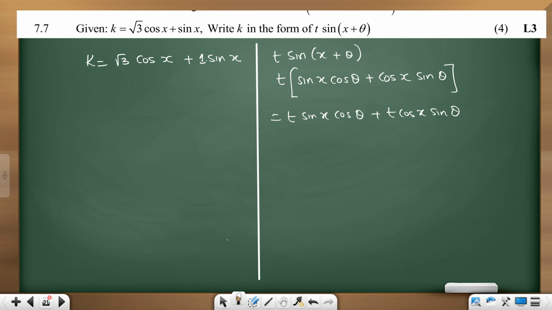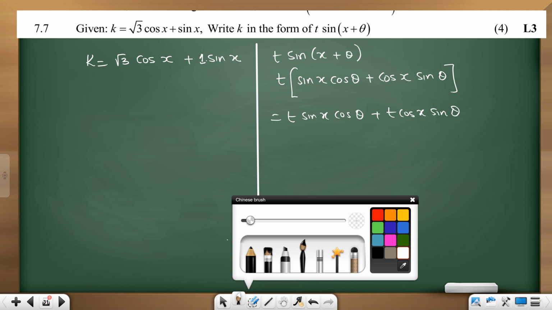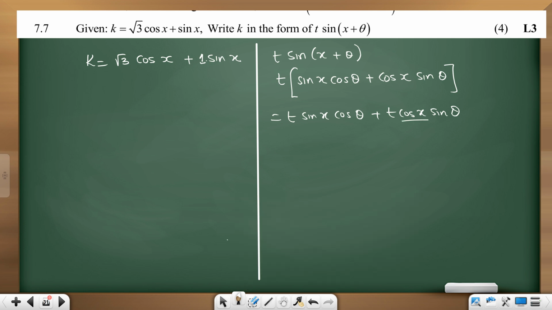Okay, let's go back to what I have. Do you notice I have cos x and sine x? Wait. I have a cos x, which should be here. So k is root 3 cos x plus 1 sine x. Watch this. I am going to write this one that has a cos x. I just wanted to see the build-up and bring it here. What do I have? T, I'm just going to rearrange. T sine theta.